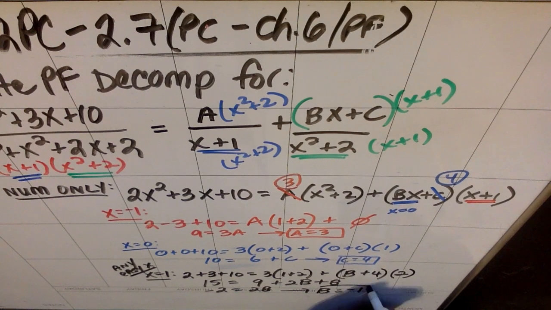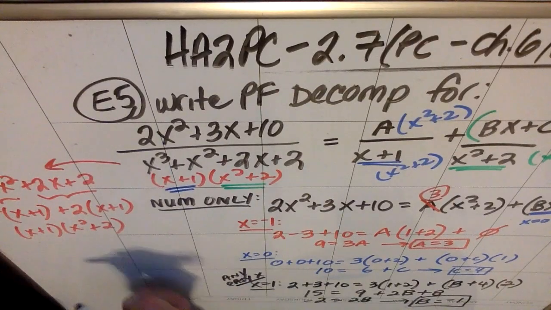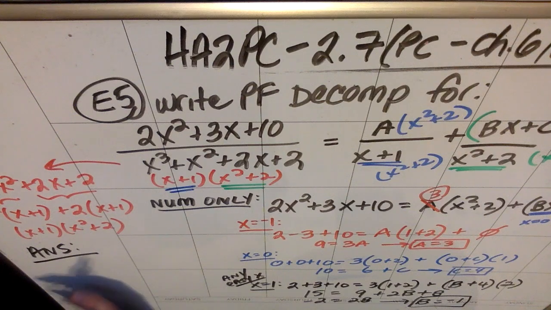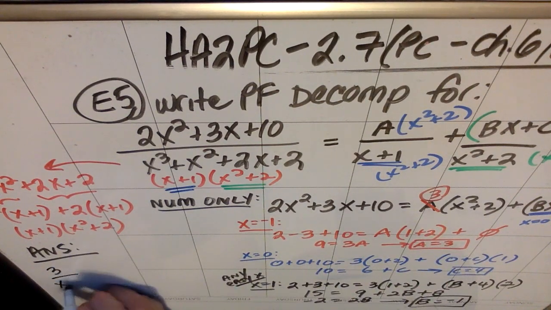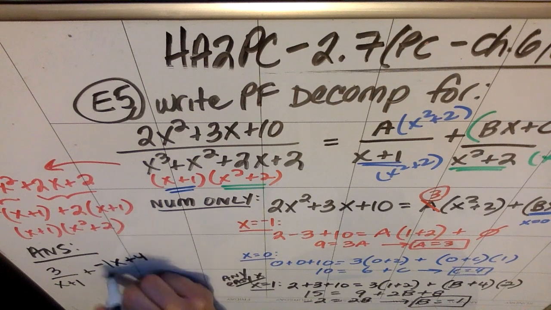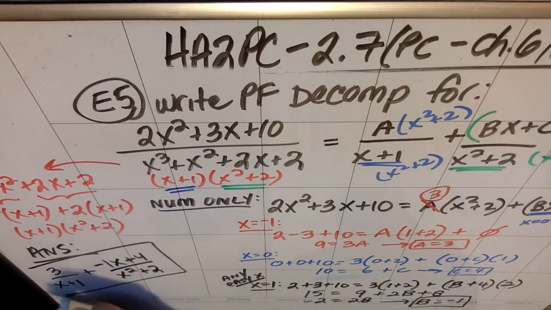So that's one way to do this, and then once I've done all that, I'm going to go back to my original. So over here, I'm going to write the answer, right? My answer to this problem is going to be A, which was the 3, make sure you get it right, so the 3 on top of the x plus 1, plus negative 1, because that's my b, times x plus 4 all over this x squared plus 2. Now that's a great answer, totally fine. You don't have to write the negative 1, you could just write it as a negative x, that's fine.